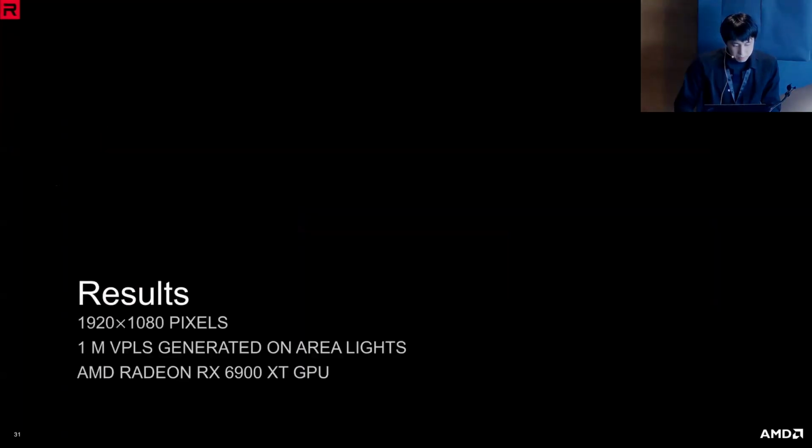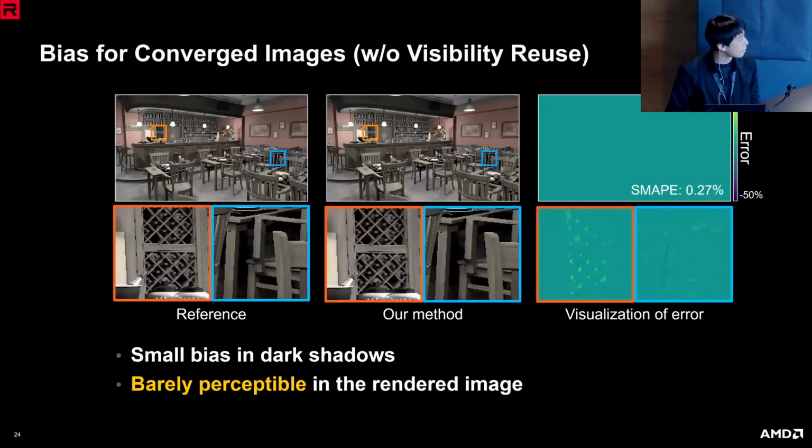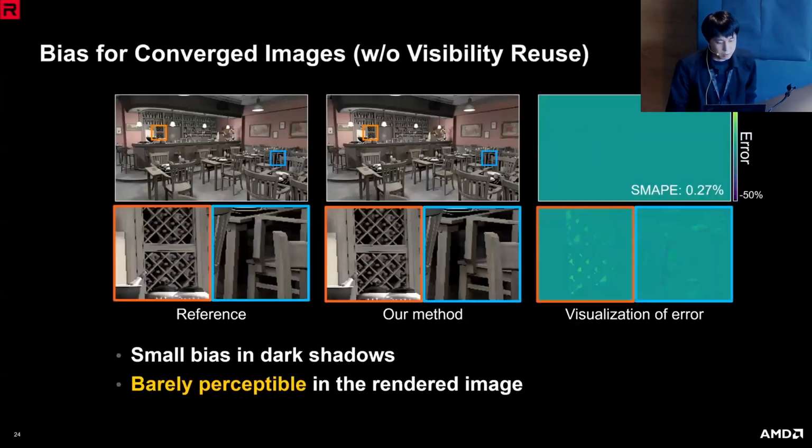So the comparison with unbiased MIS is shown in this slide, and the difference is here. Yeah, so there is very small bias, but it is negligibly small. I mean not the converged image, the real-time rendering. How does the quality look, for example, if you have only one sample per pixel?